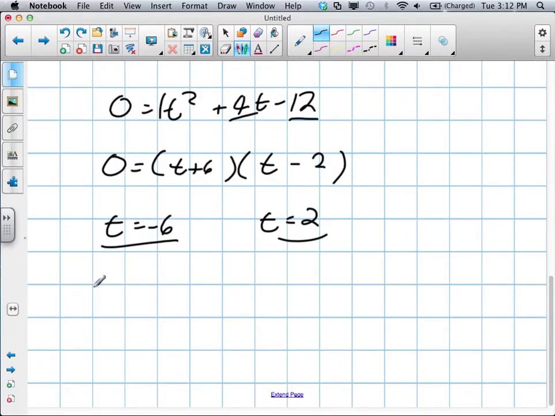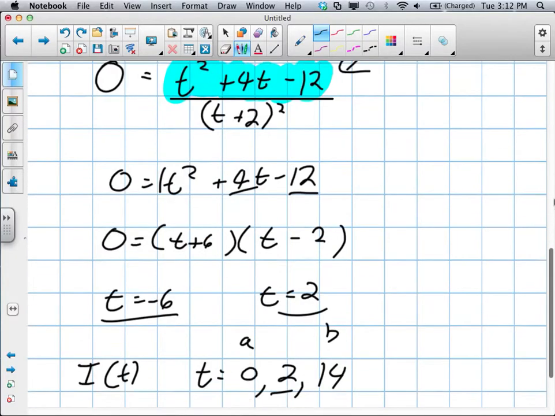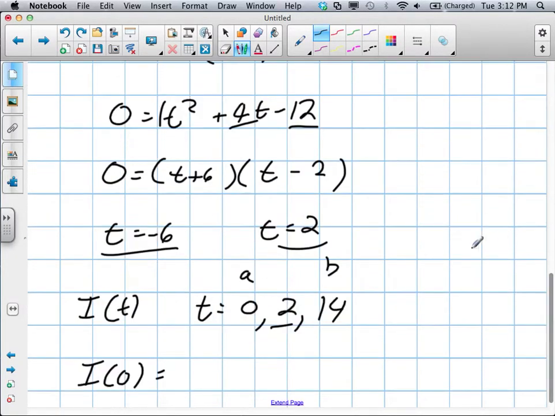So we're going to take our original equation, the light intensity, and we got to solve when t is 0, 2, and 14. These are our initial values, we'll call them endpoints, and then our turning point, 2. We're going to plug them in. I'm going to tell you what I at 0 is, so we plug it into the whole equation. You want to see it? I guess we might as well.